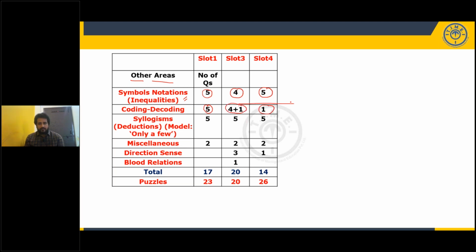So here this 4 plus 1, 4 is set based question, I mean traditional model, not much surprise. And one is an individual question with individual logic. And here also this one question is of individual logic. And look at the syllogisms in all the slots, slot 1, slot 3 and slot 4. In each slot they gave 5 questions. As usual, they have given the new term only a few. At least 3 questions are given with the term only a few out of these 5.